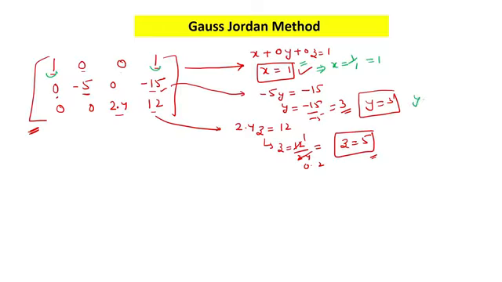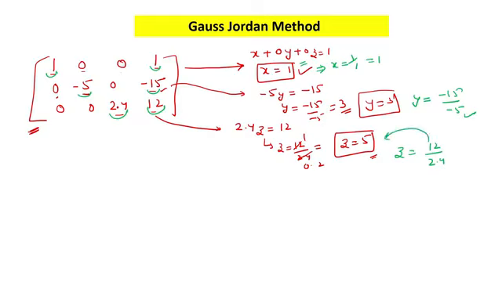The same thing I can do with y. Y can be written as minus 15 upon minus 5. So this will be 3. And in the same way, z can be written as this last constant upon 2.4. This will again be 5.